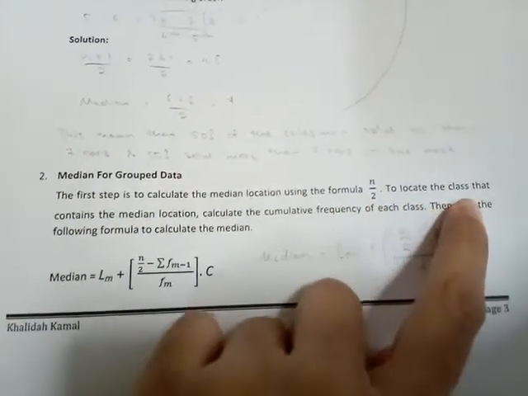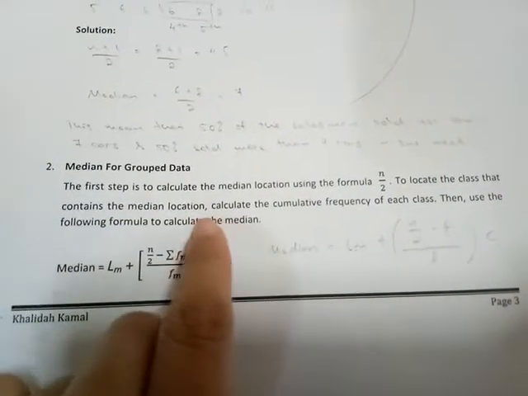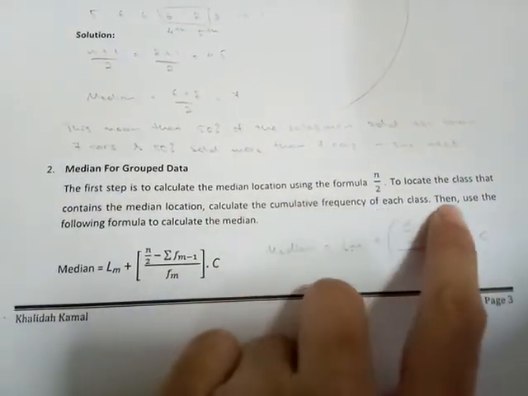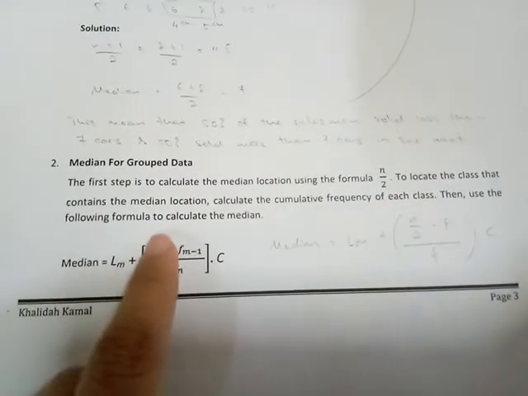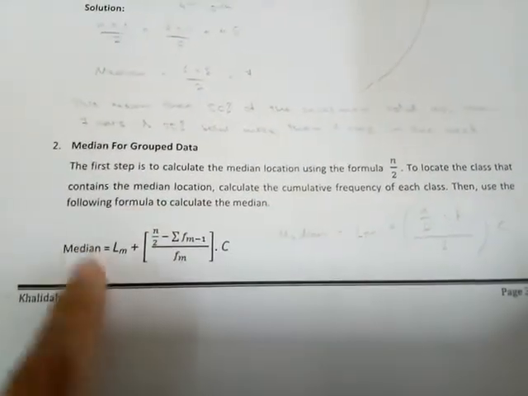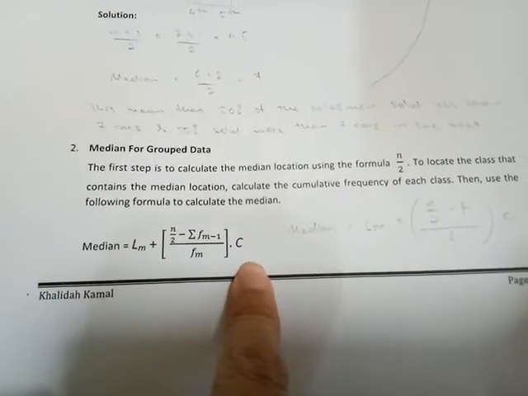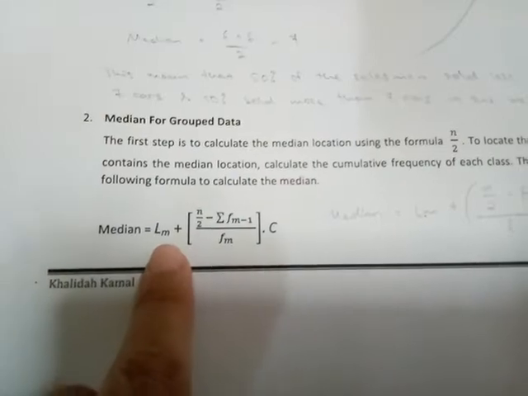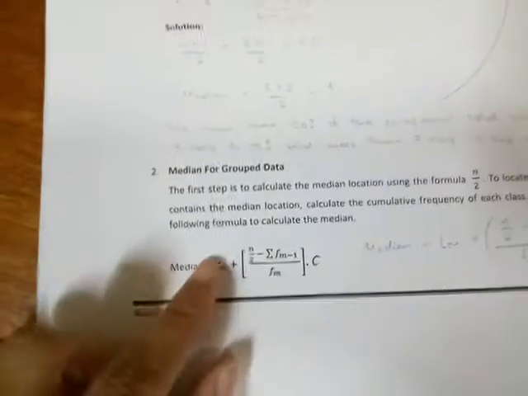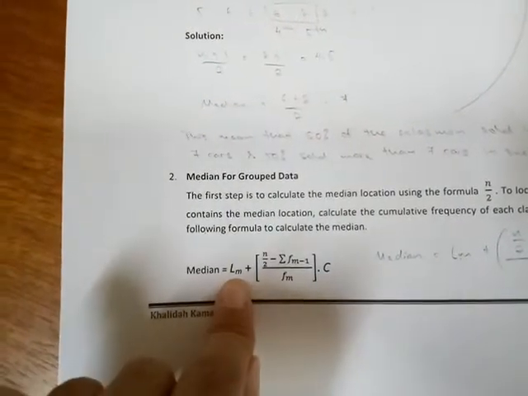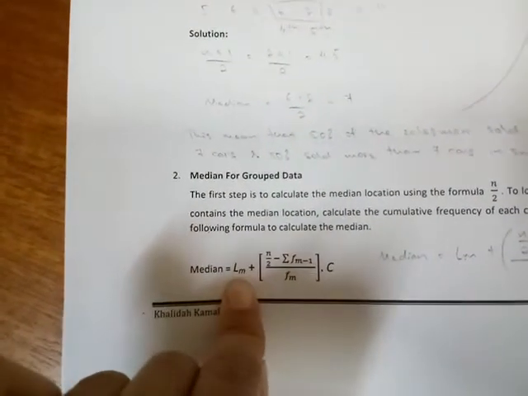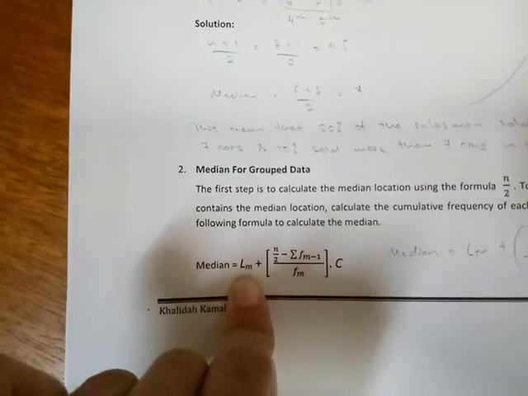Alright. To locate the class that contains the median location, calculate the cumulative frequency of each class. Then, use the following formula to calculate the median. So, this is formula median for group data. Okay, so awak tengok kat sini. Okay, yang ni saya ringkaskan macam ni. Okay, kalau awak tengok formula dia, LM. Okay, what is L of M ni? It is lower boundary for the median class.